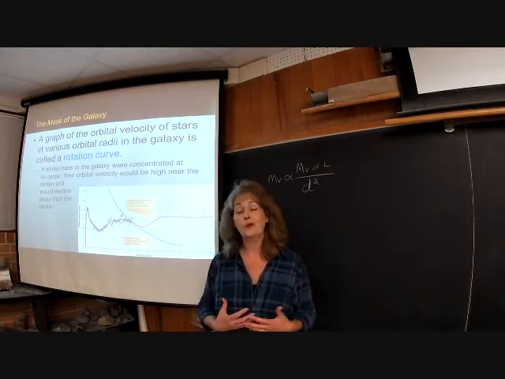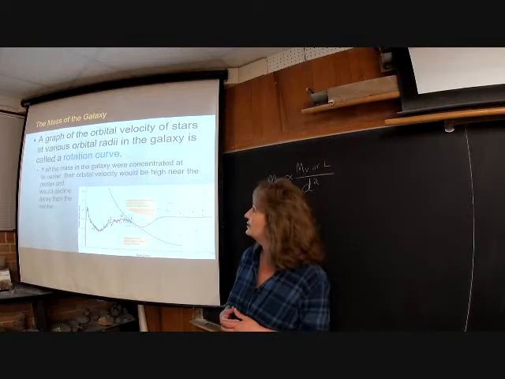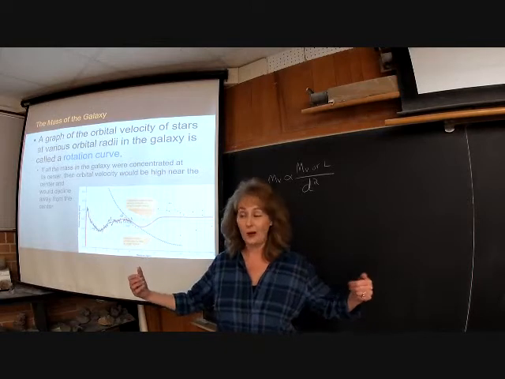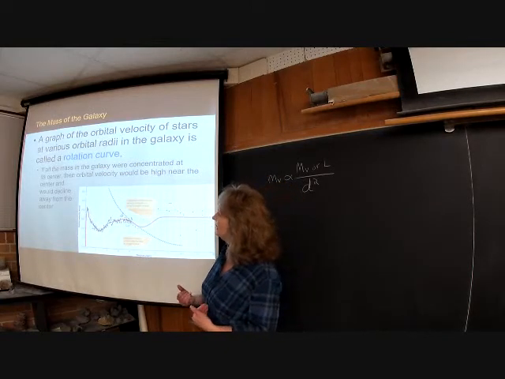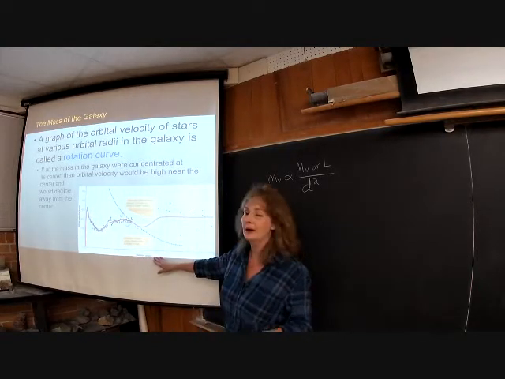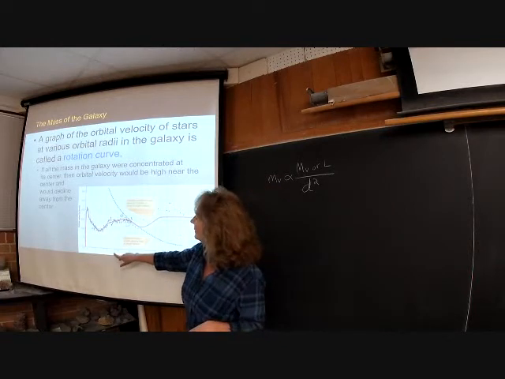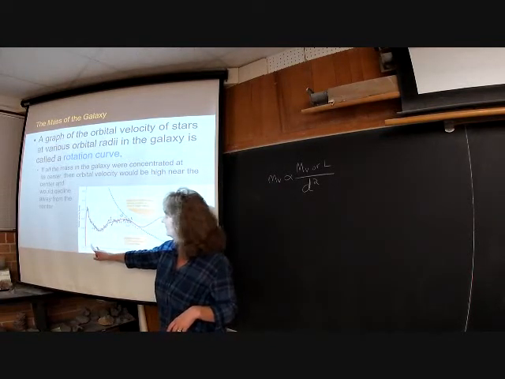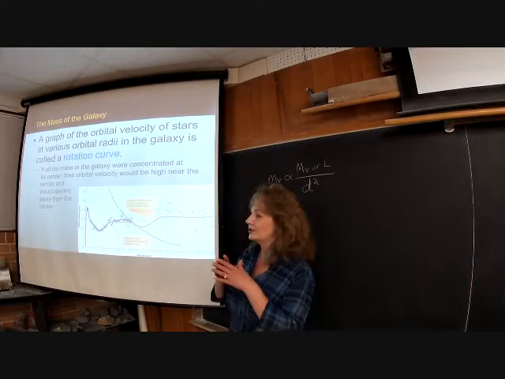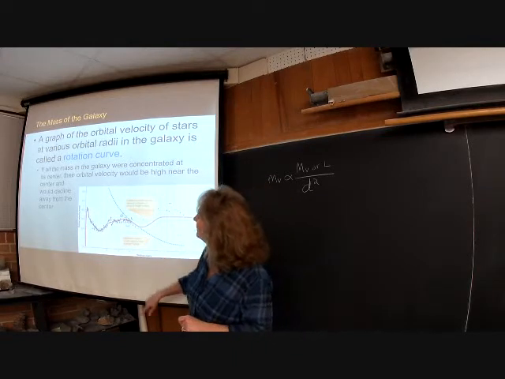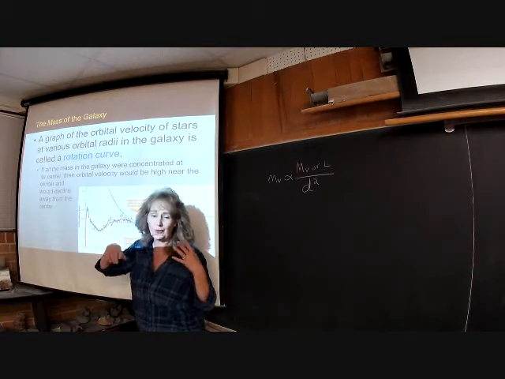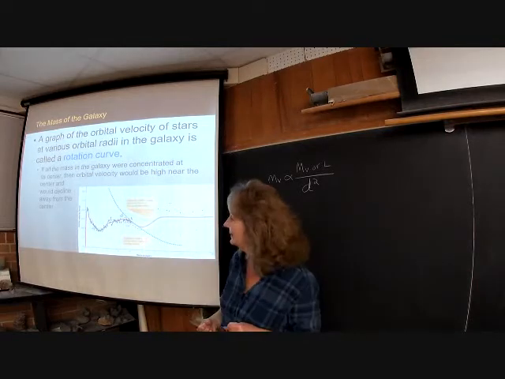But here's the graph of the orbital velocity of the star at various orbital radii throughout the galaxy, so towards the center and outward a ways, and it's called a rotation curve. Along the bottom axis is the radius in kiloparsecs, so 0 would be at the center of the galaxy, and then 2 kiloparsecs, 4, 6, 8, 10, and so on. So you're getting farther away from the center. And then along here, the orbital velocity in kilometers per second. So how fast the stars are orbiting.